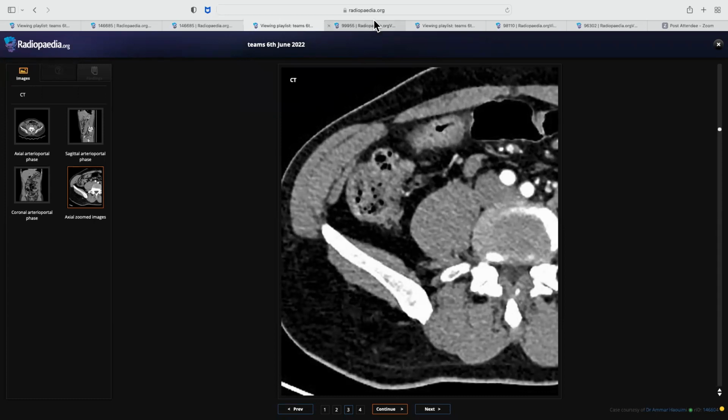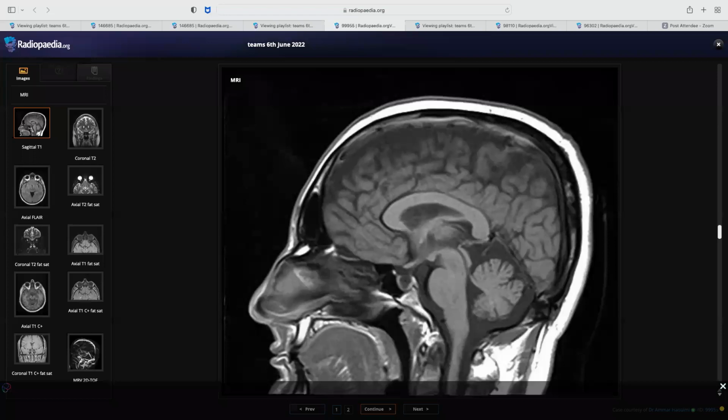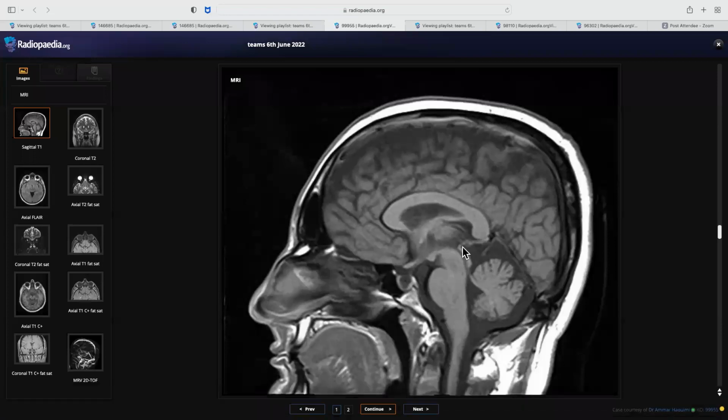Let's go to the next case. We'll discuss this later on. Okay, see this one more case. You can scroll the images.